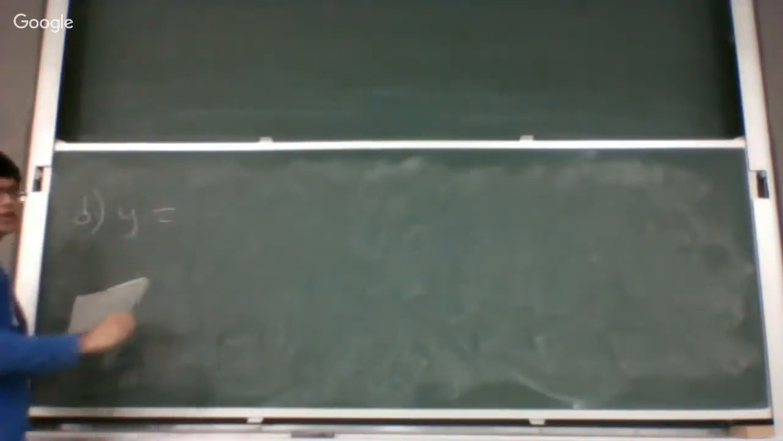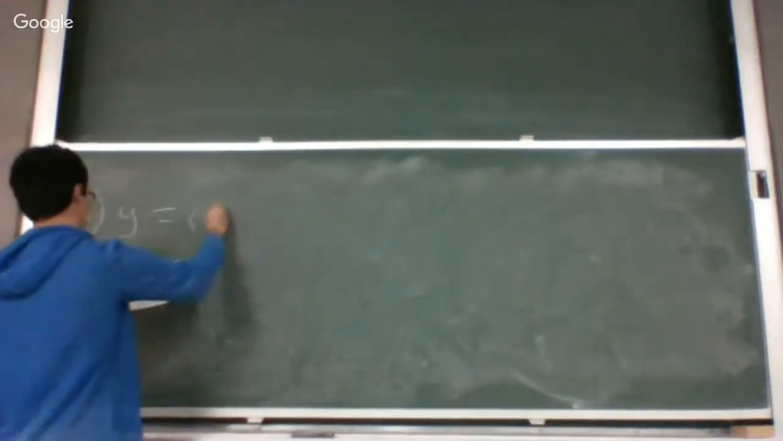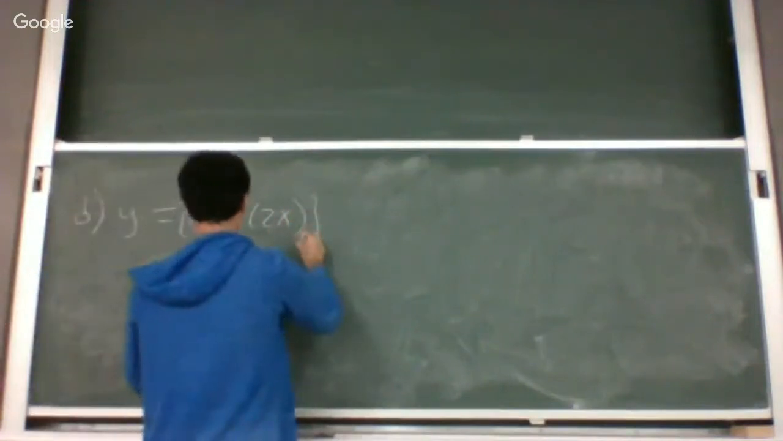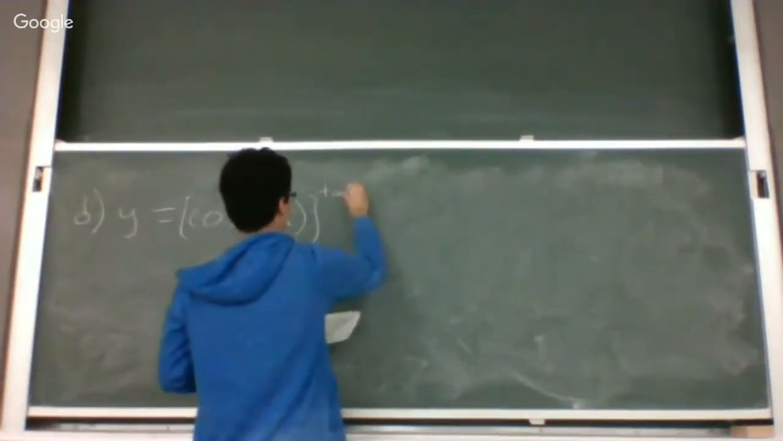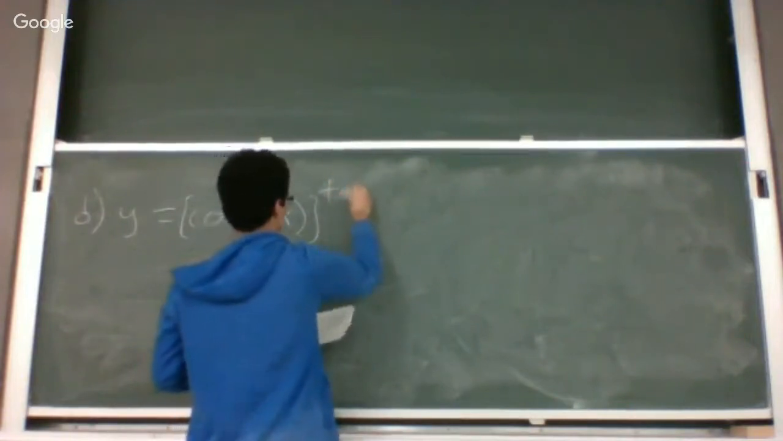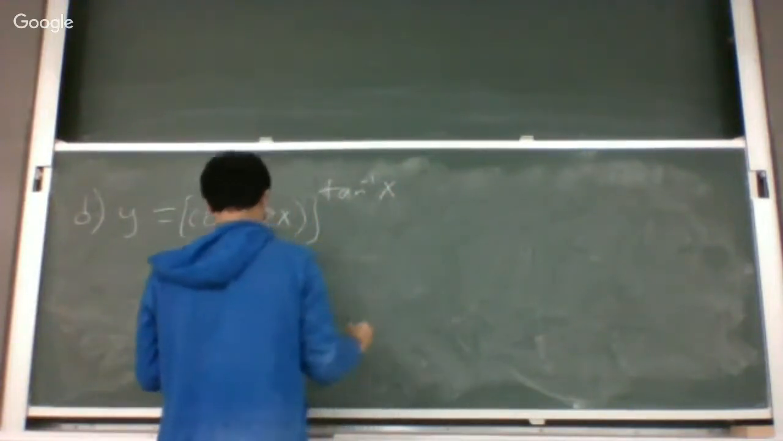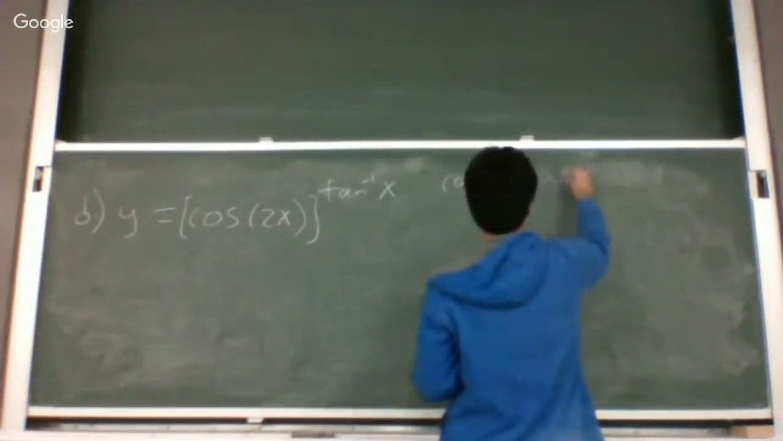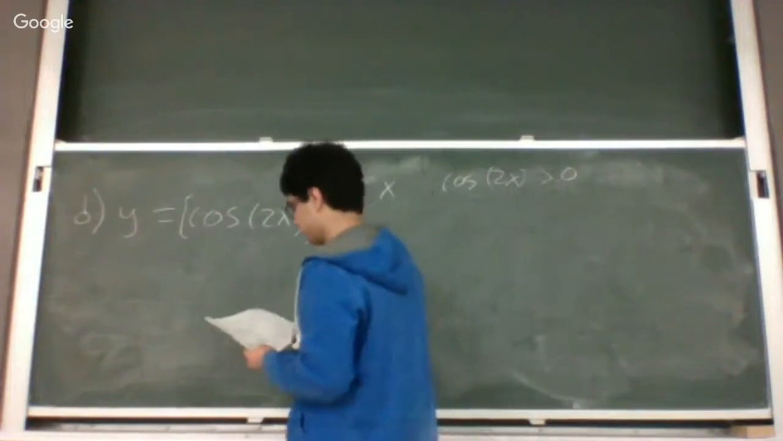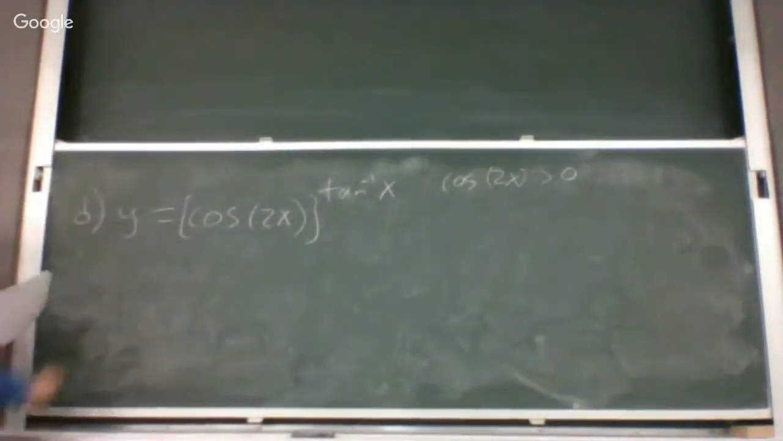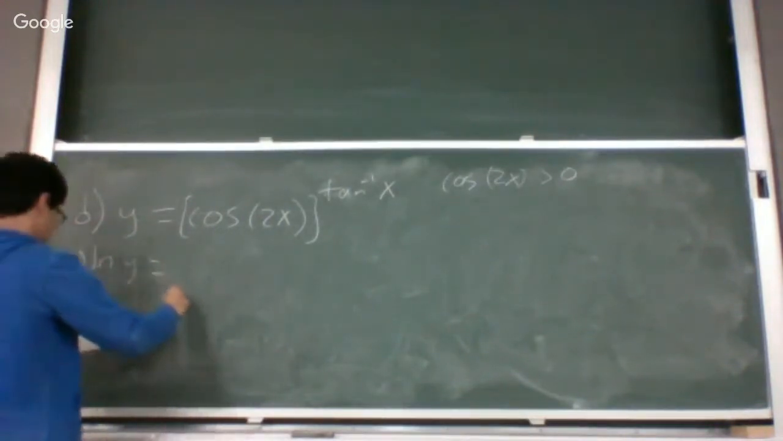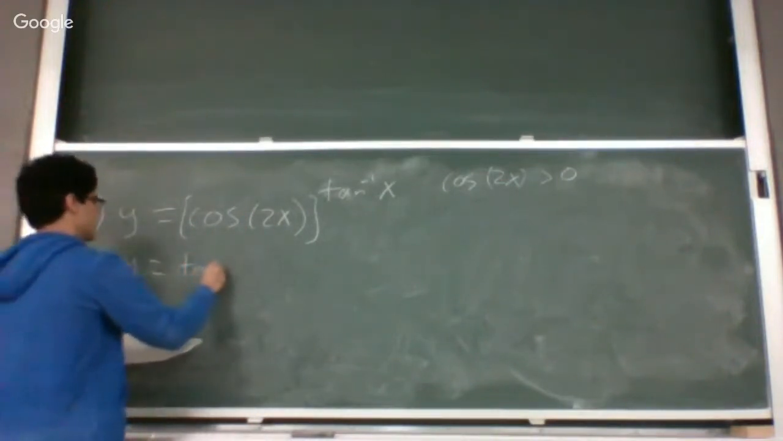Y is equal to, all right, comments. Cosine of 2x, and everything is to the power of tangent inverse of x. And they just tell us that cosine of 2x has to be greater than 0. There we go. So what's the first step again? Natural log of y is equal to, we can bring the tangent inverse down.